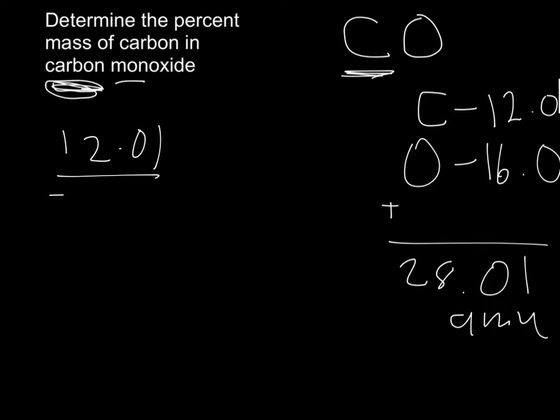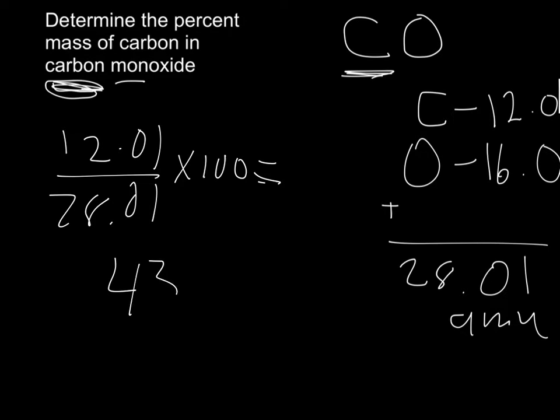12.01 divided by 28.01 times 100 equals, and so if I just continue that down below, I'm going to have to use a calculator super quick, just because I let the calculator do the work for me. Always want to have control over the machines. So 12.01 divided by 28.0 gives me 0.428.